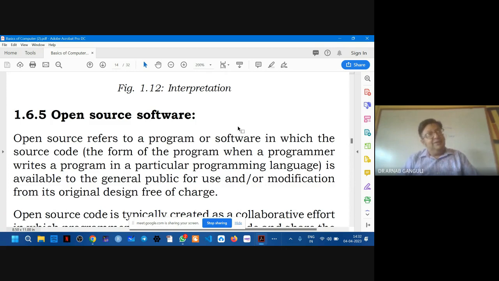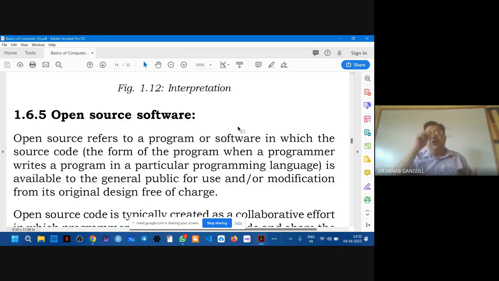There is a lot of free and open source software. This is a community of people, volunteers all over the world. Almost every program has got an open source software.